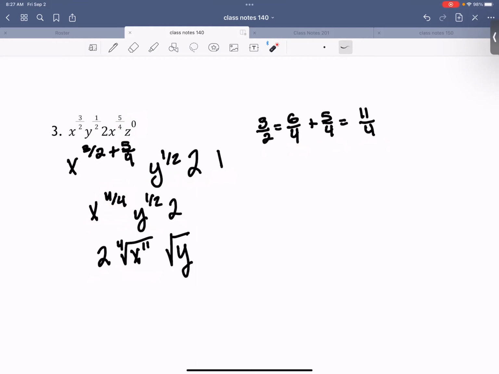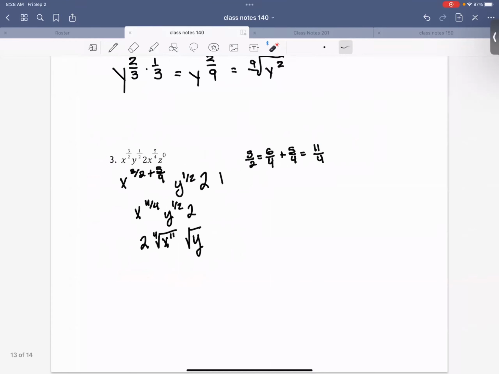How would you say that? I would say the 4th root of x to the 11th. Okay. Yeah. And then the square root of y. Perfect, perfect. So this one was a little bit harder because there's a lot more terms. When we have 2 different exponents being multiplied together, that's when we do addition, right? So this is why we have addition. Addition's a little bit hard with fractions, but as long as you find a common denominator, we're good. Does anyone have any questions on number 3?